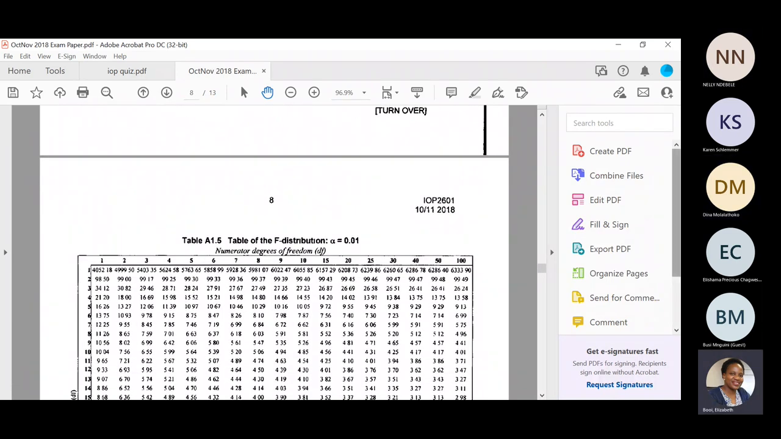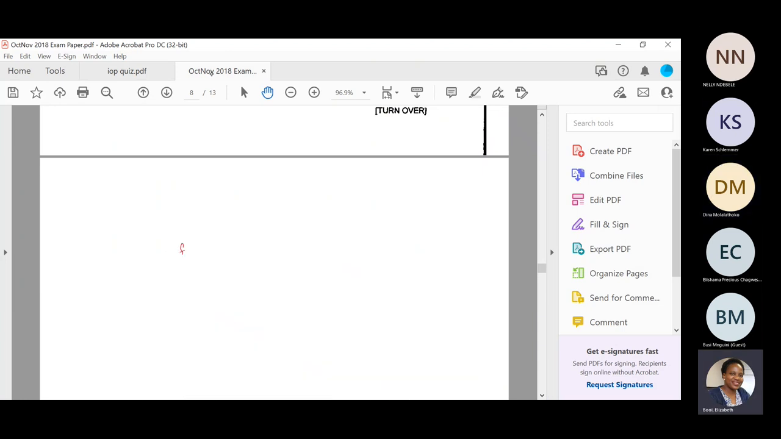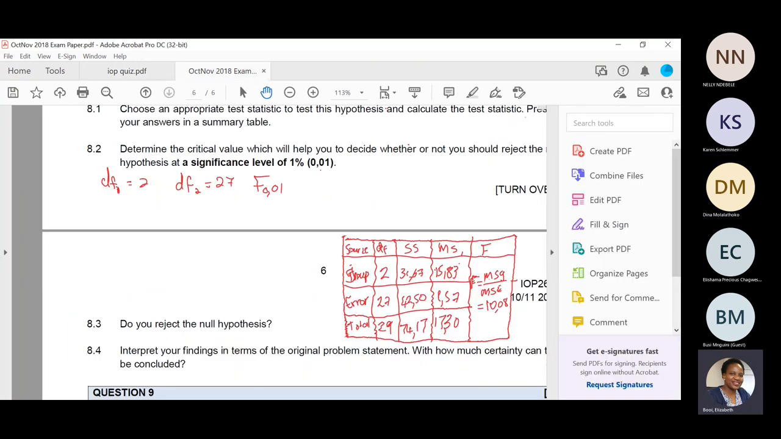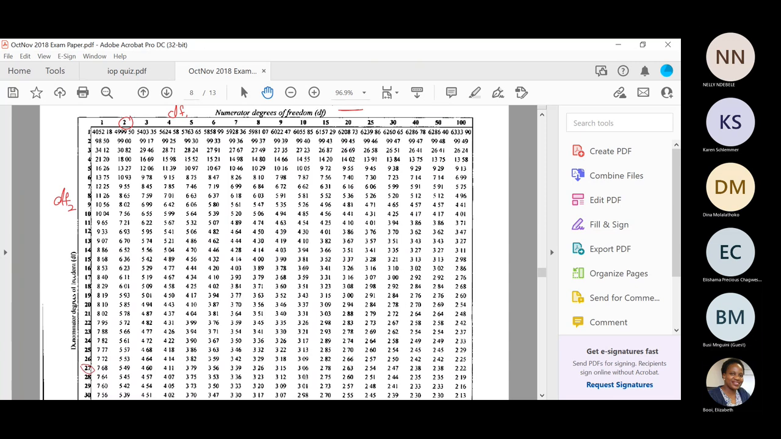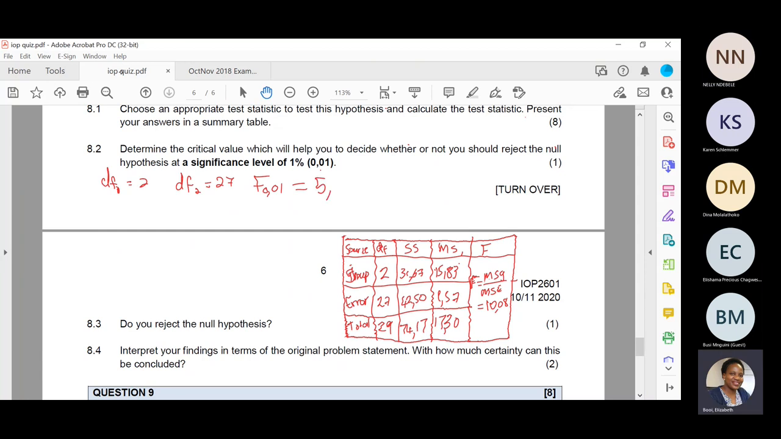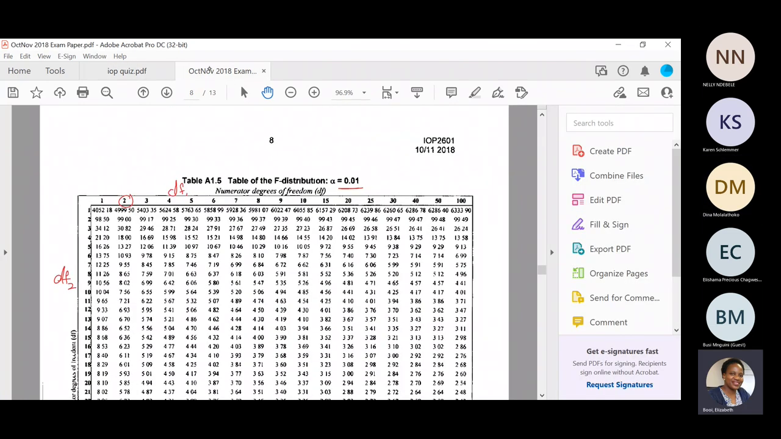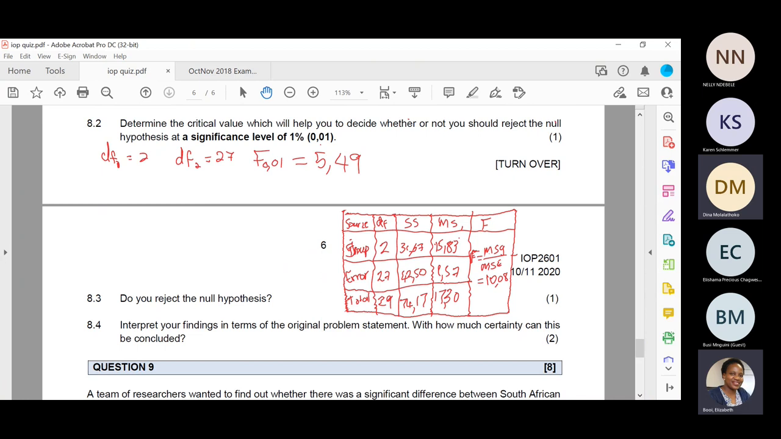And we need to pay attention. 0.01, that's what they want. So this will be your DF1, and this will be your DF2. So DF1 is 2 and 27. So we're looking for 2 and 27. What is that? The critical value is 5.9. And that is for 1 mark. So you must also pay attention to your tables because it's split by degrees of freedom and by the level of significance.